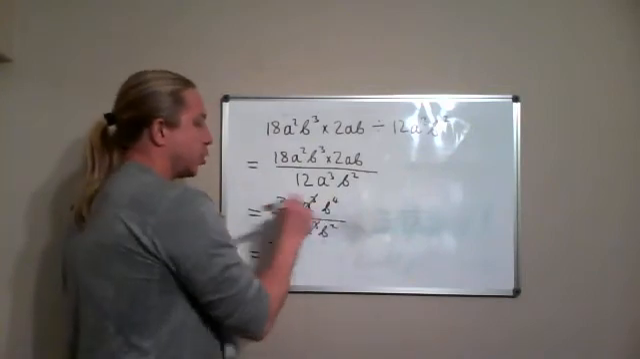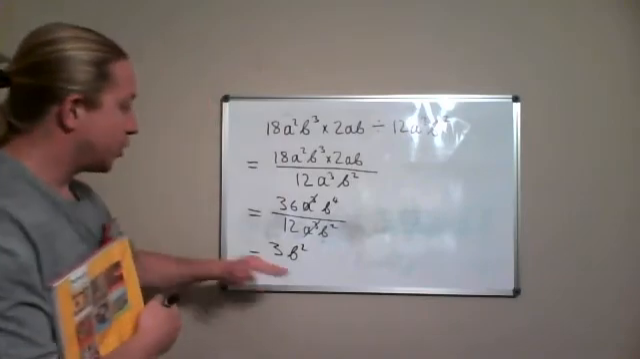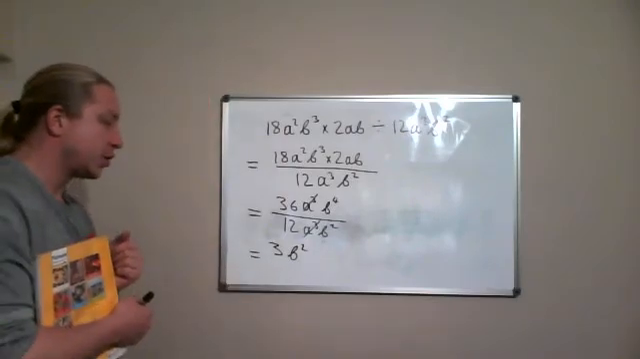Okay, so b to the 4 divided by b to the 2. These two cancel with those two on the top, and we have b squared left over. So the answer is 3b squared.